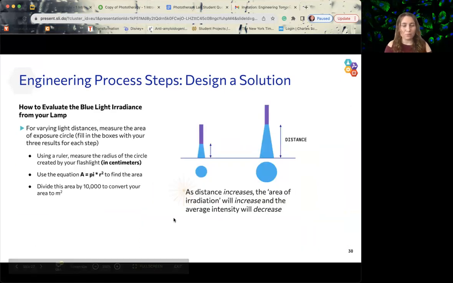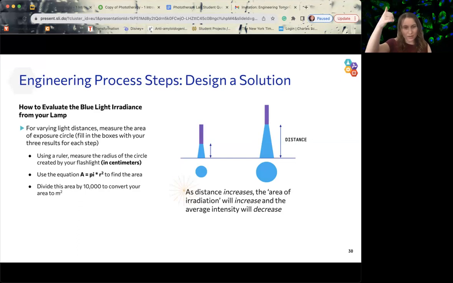Okay, so while you're doing that, you have to also take into consideration the distance, okay? So you're going to measure the area of exposure in the circle, okay? So let's say you hold it up and then you can measure the size of the circle in centimeters, and then you're going to utilize the area of a circle equation, so pi r squared, to actually calculate the area. But we want it in meters squared because in engineering and in science, you always want to have consistent units, okay? So specifically, we're going to divide it by 10,000 to convert it over to meters squared, okay?